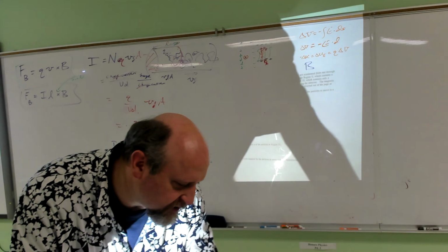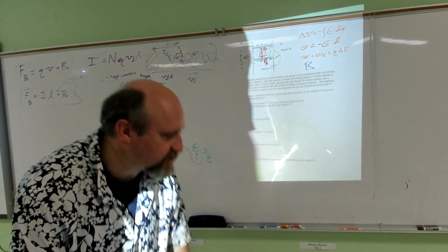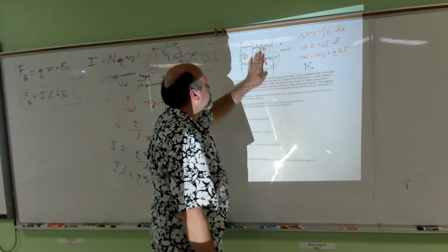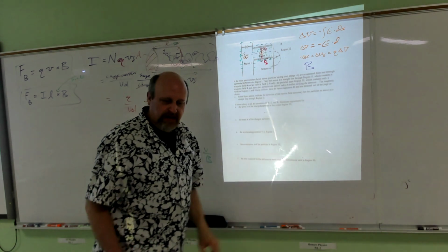All right. Question A. In the figure above, indicate the direction of the E field needed for the particles to move in a straight line through region 2. We already answered that question. The E field lines have to go upward. Okay, and we drew that in here. Look, E going that way.